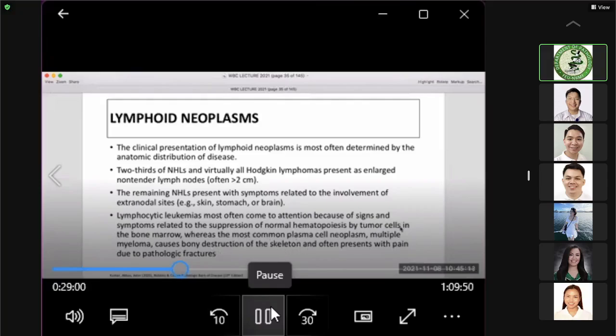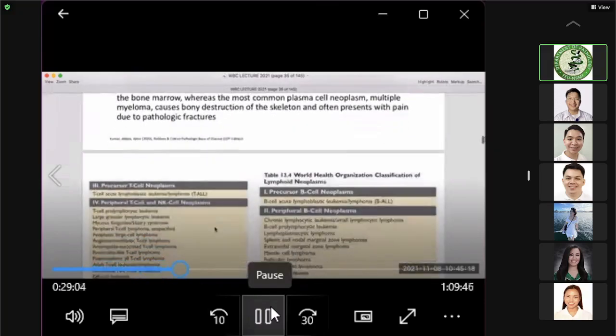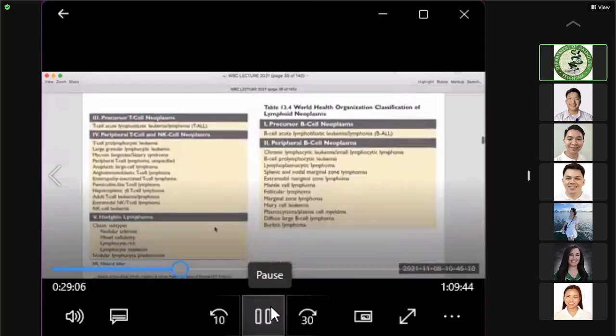Destruction of the skeleton, and this has pain due to pathologic fractures. Okay, so we have here the classification under the World Health Organization, the WHO classification of lymphoid neoplasm. They have been classified into precursor B cell neoplasm. Then we have the peripheral B cell neoplasm. We have subcategories of those listed here.